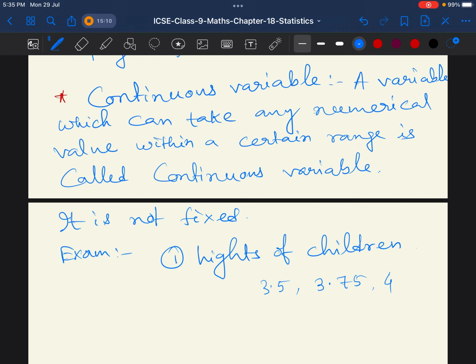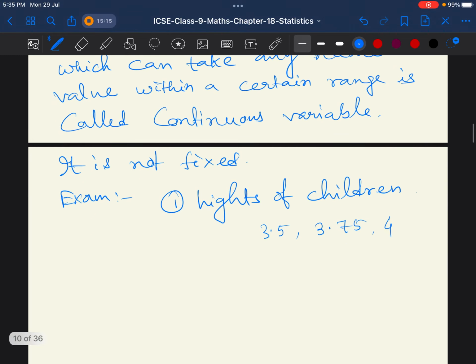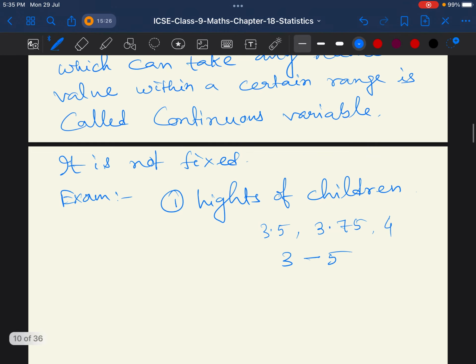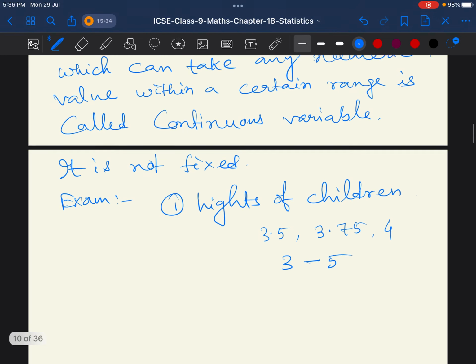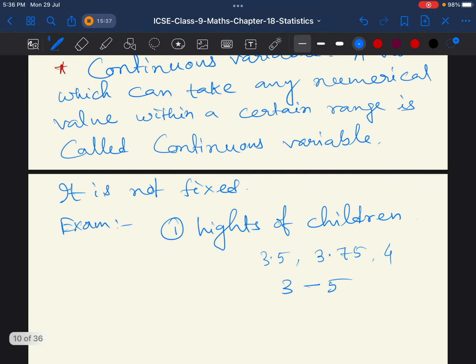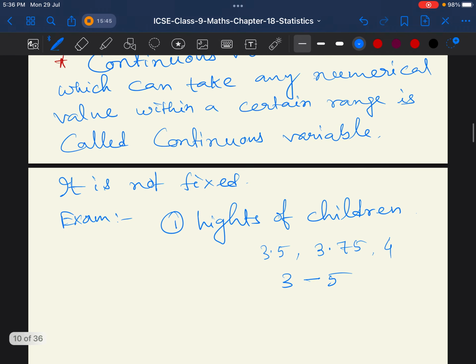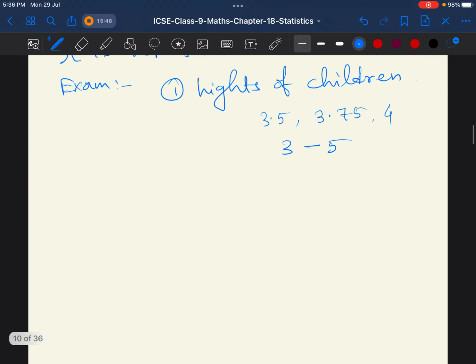So any variable which can take any numerical value in a certain range, from 3 to 4, or we can take a 3 to 5 interval, we get 3.5 feet, 3.75 feet, 4 feet. So in a certain range, in a certain interval, we can take any numerical value. This is called a continuous variable. It is not fixed.